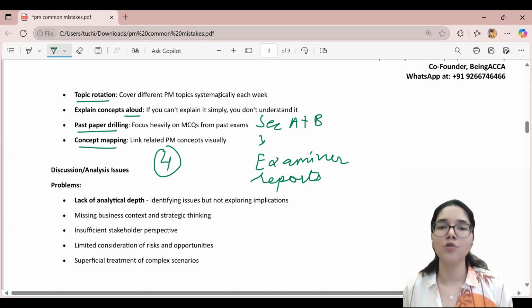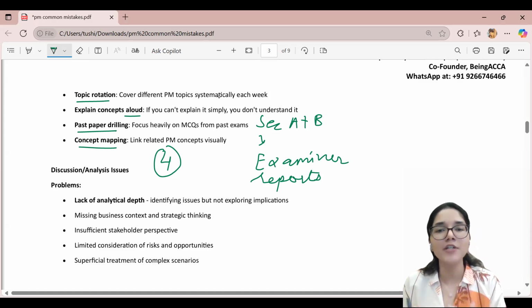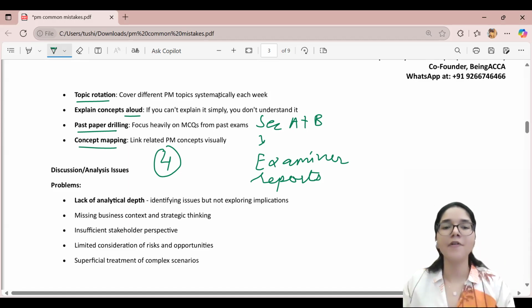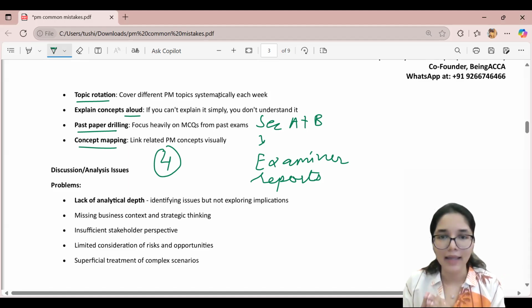Try to create flowcharts. Try to create diagrams that, okay, in this particular concept, these are a few types. Within each type, this is the thing which I should be remembering. So if you are a person who learns visually better, try creating visual mind maps for yourself. You can also take the help of these AI softwares like ChatGPT or any other AI. You just give them the topic and they help you create a visual diagram for it.